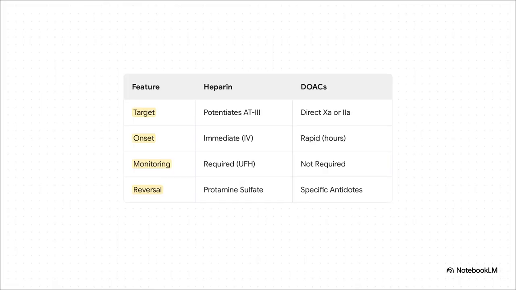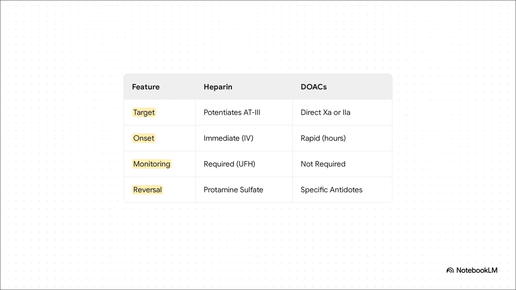So this table highlights a really crucial modern comparison. Heparin works indirectly. It basically finds our body's own natural anticoagulant, antithrombin III, and gives it a massive shot of adrenaline, supercharging its effect. DOACs, on the other hand, are direct. They don't need a middleman, they go straight for the clotting factors and inhibit them. DOACs are definitely more convenient. Fixed dose, no monitoring. But heparin still has its place, especially in patients with really bad kidney failure.